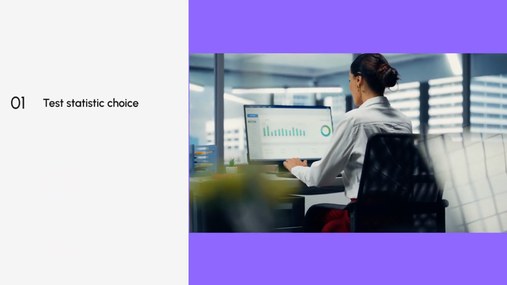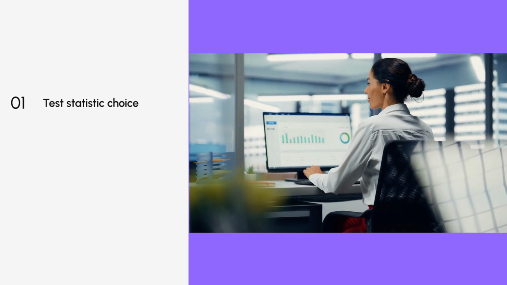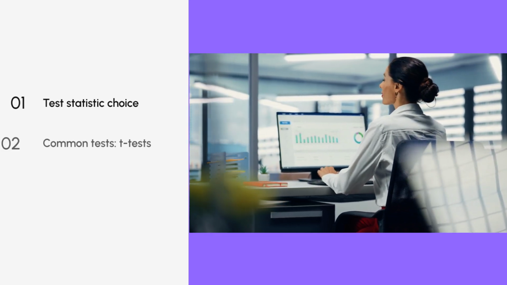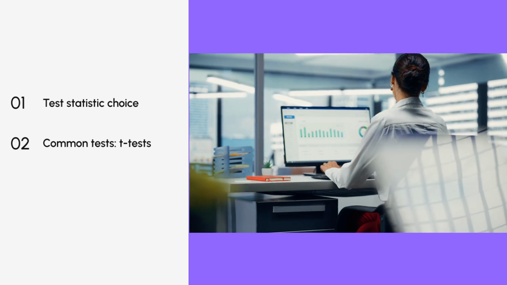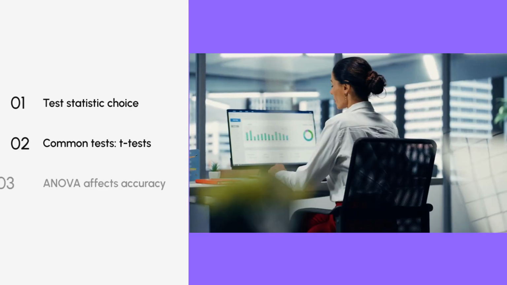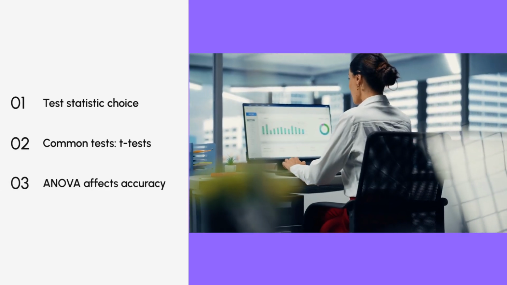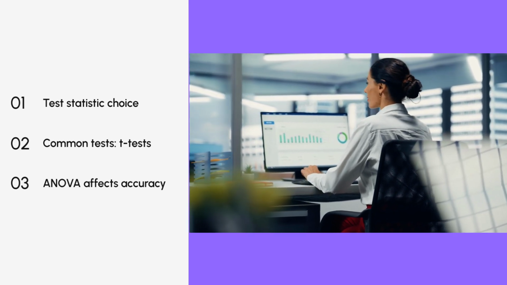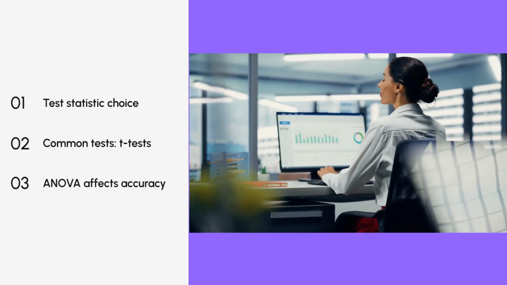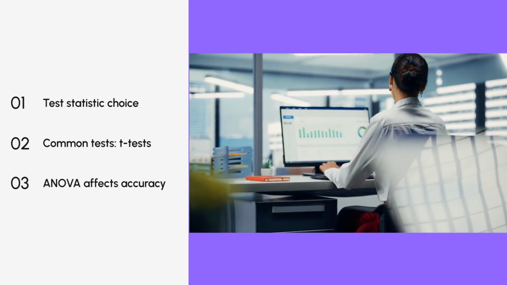Depending on the data and research question, an appropriate test statistic is selected. Common tests include t-tests, chi-square tests, and ANOVA. The choice of test affects the accuracy of hypothesis testing. It is crucial to select the right test for the data. This decision impacts the overall analysis.